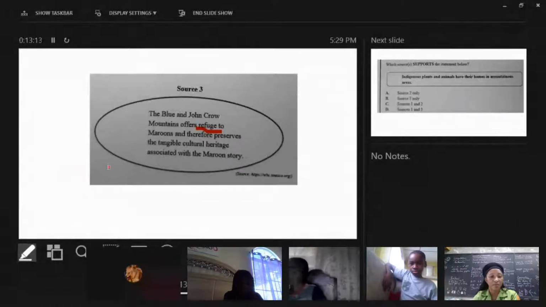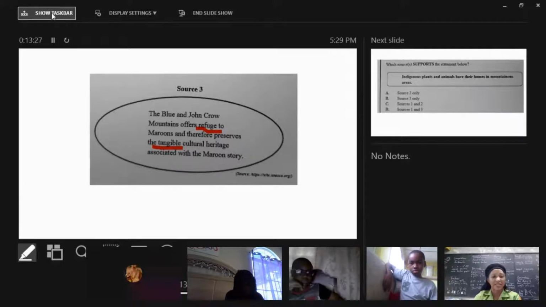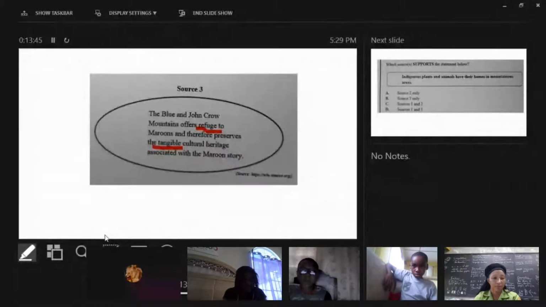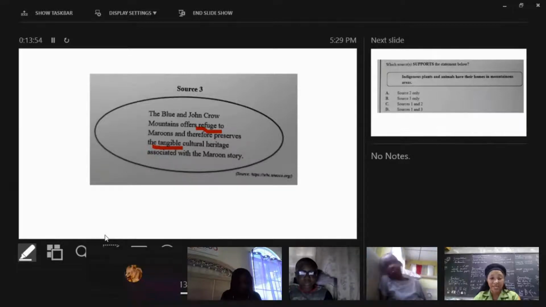Pronounce these words for me, Michaela. Refuge, tangible. All right, so to offer a refuge, does anybody know what that means? When we say the mountains offered a refuge to the Maroons, who knows what that means? What is a refuge? Madison? Miss? It's kind of like a safe place or a hiding place. Correct. So a refuge is somewhere where you can go to hide and be safe.